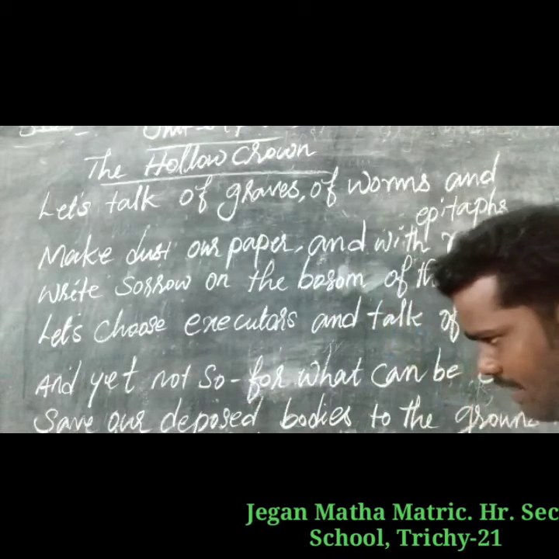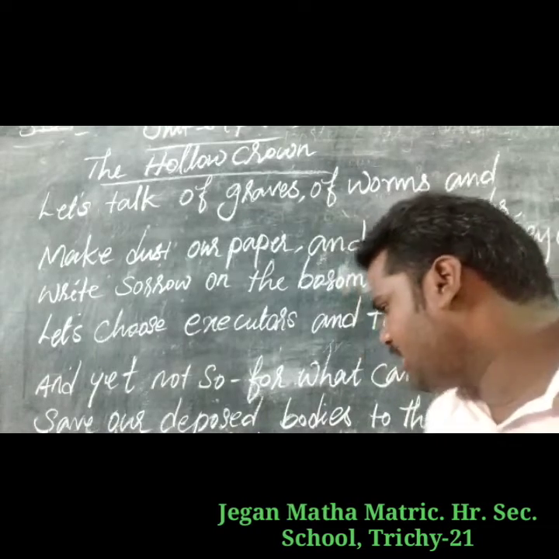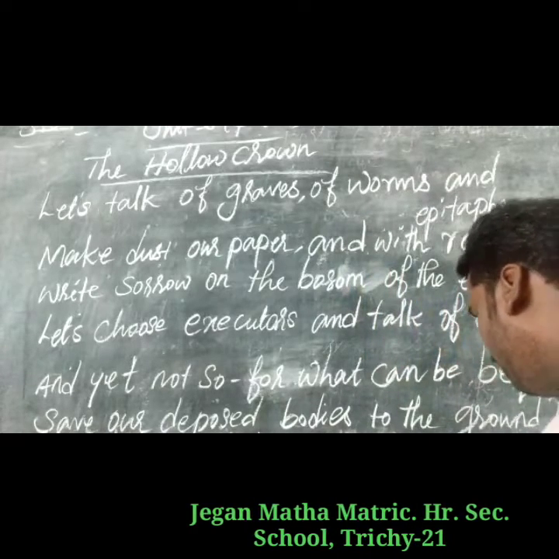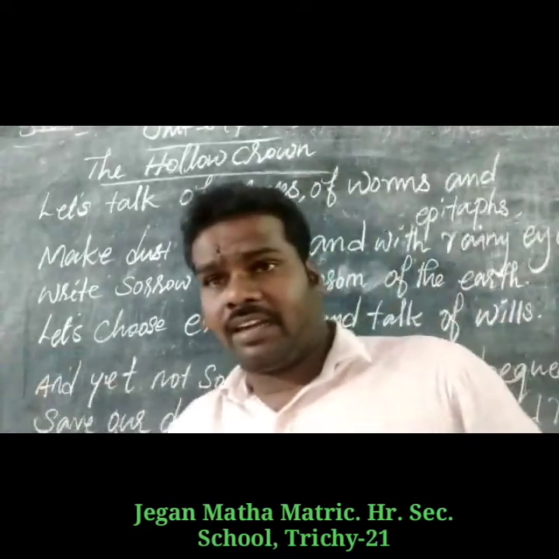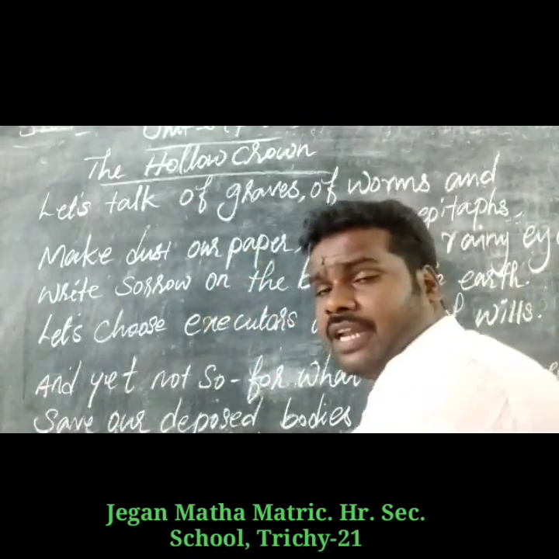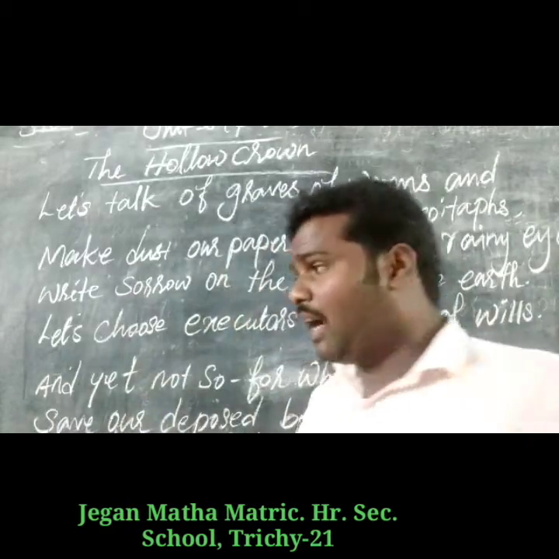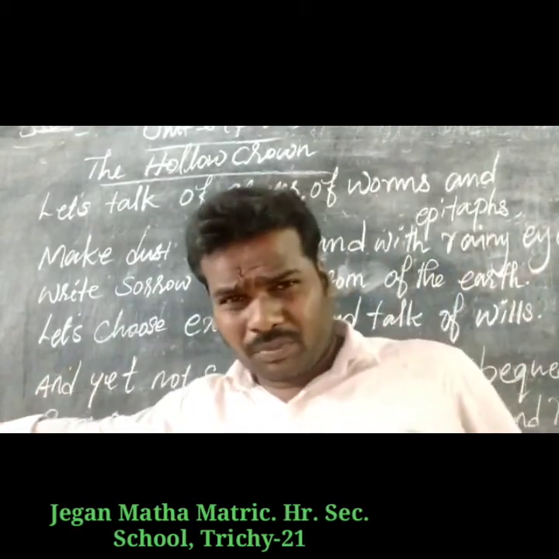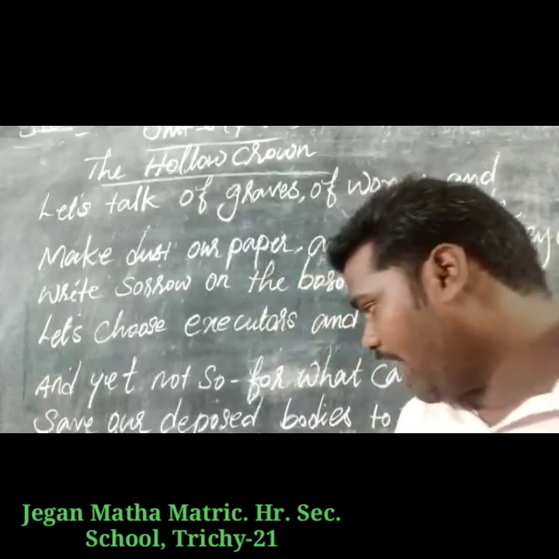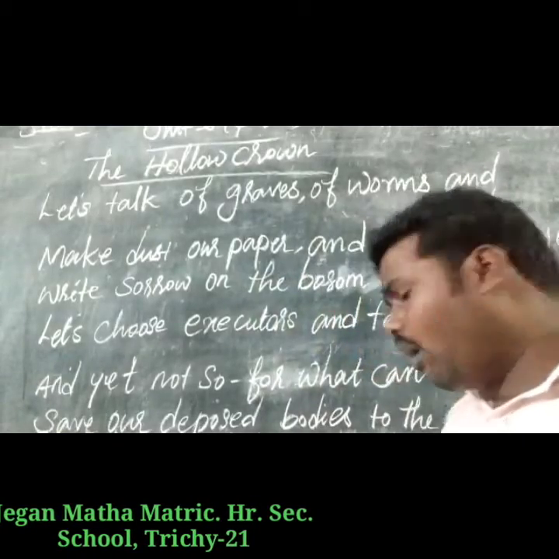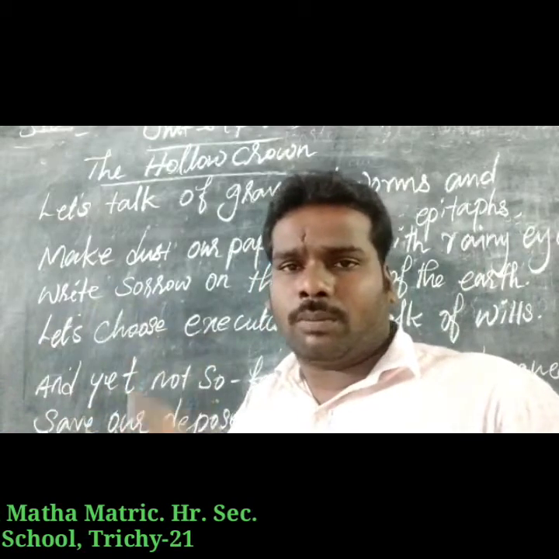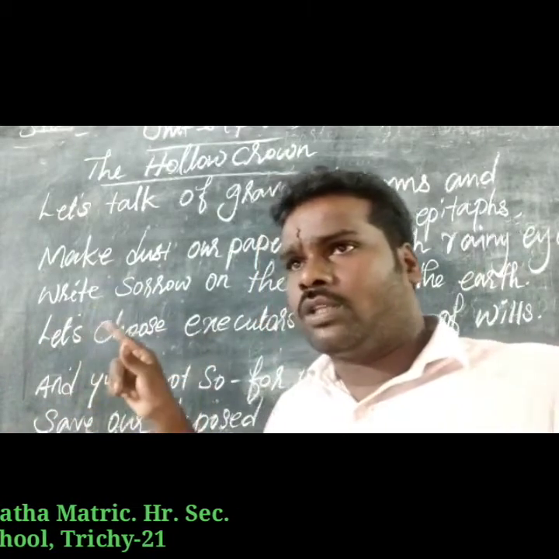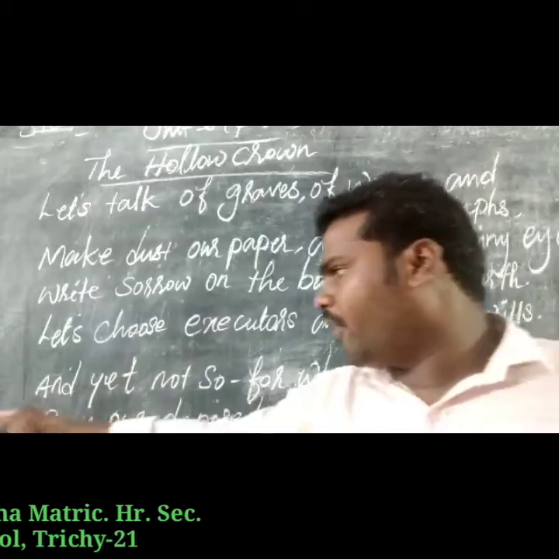So the questions they have asked: "Our lands, our lives and all are Bolingbroke's." Bolingbroke here means the King of England. Before I started this poem, I already said who Bolingbroke is, the King of England. Our lands, our lives and all belong to Bolingbroke, the King of England.